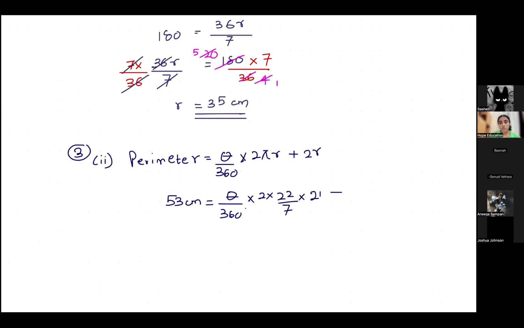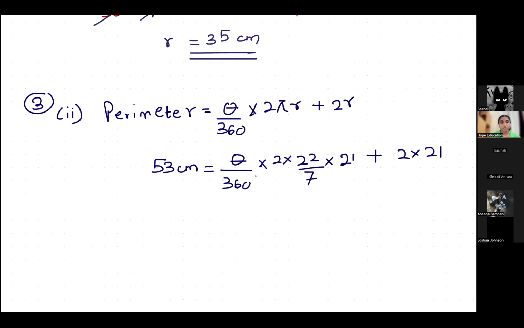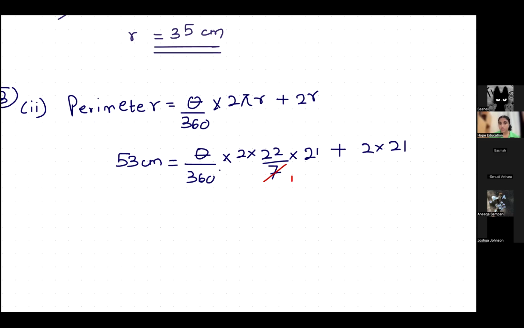Plus 2r means 2 times r. Again, radius is 21, no? So here, 7 times, now let's do the simplification, right? 7 times 1 is 7, 7 times 3 is 21. 3 times 1 is 3, 3 times 1 is 3, 3 times 2 is 6, 0. 2 times 1 is 2, 2 times 60 is 120. Then 2 times 11 is 22, 2 times 30 is 60. We cannot simplify more than this.